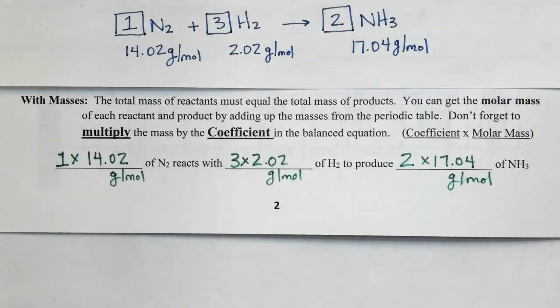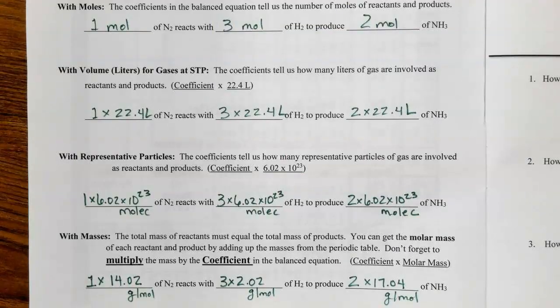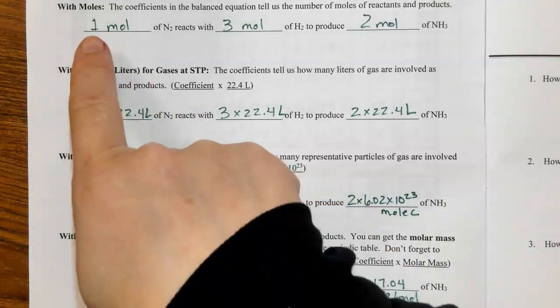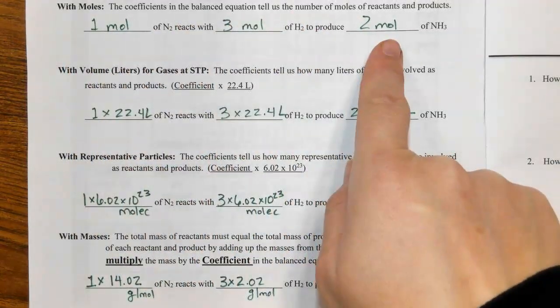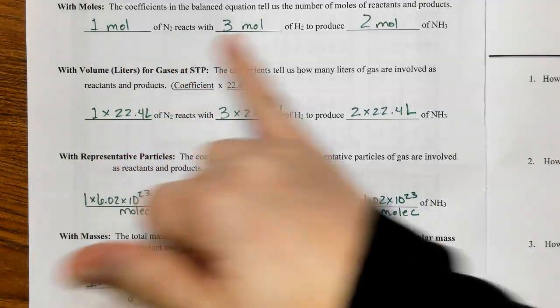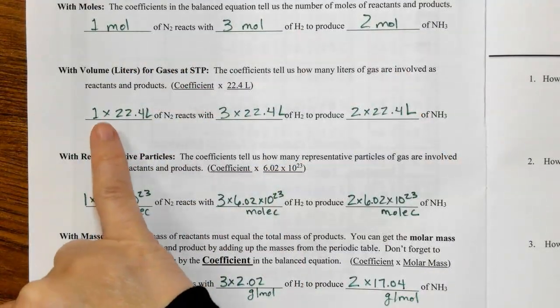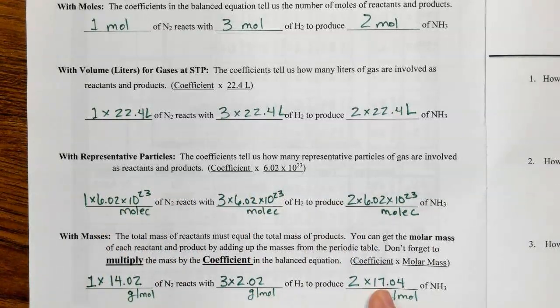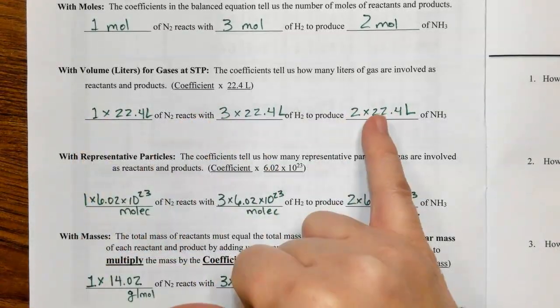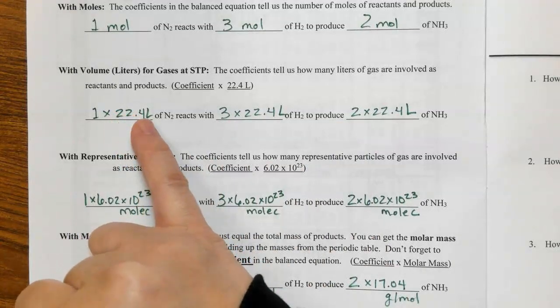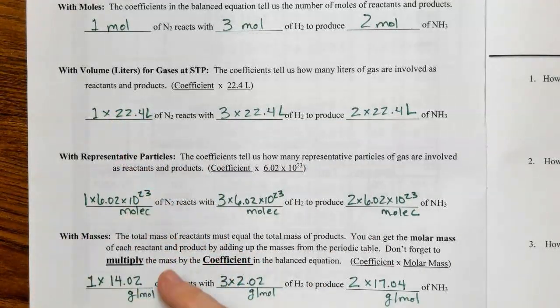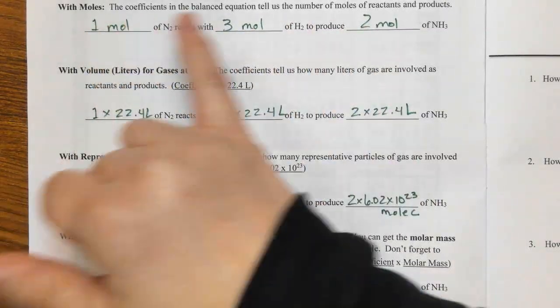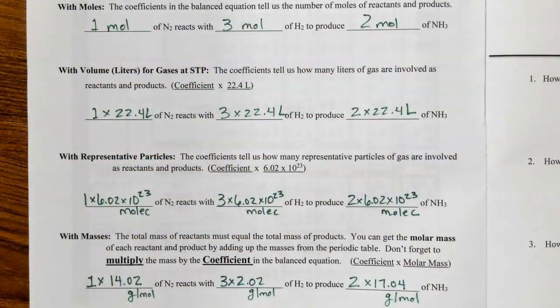So FYI, notice that the coefficients 1, 3, and 2 only represent the number of moles. They do not represent the number of liters, molecules, or grams, because the coefficients get multiplied by the molar volume, Avogadro's number, or the molar mass. So the coefficients only represent the mole ratio in a reaction.